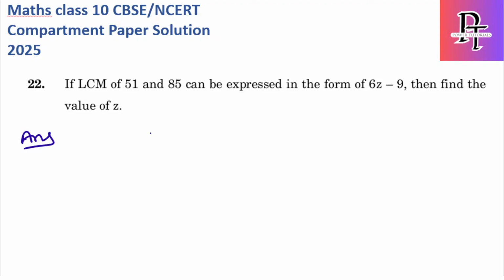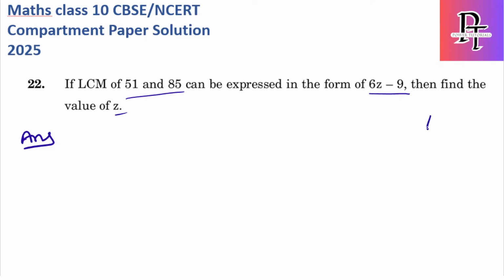Okay, let's see this second one. If the LCM of 51 and 85 is expressed in the form of 6z minus 9, find the value of z. Okay, so for LCM we have two methods. Either you can solve using the factors method or the direct division method. So I will solve using both, so that whichever you feel comfortable with, you can solve using that method.